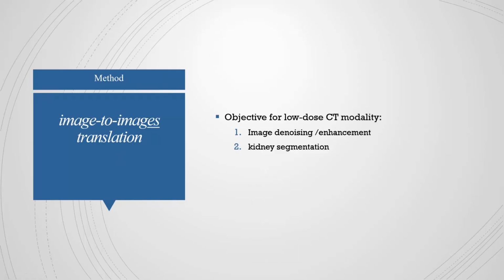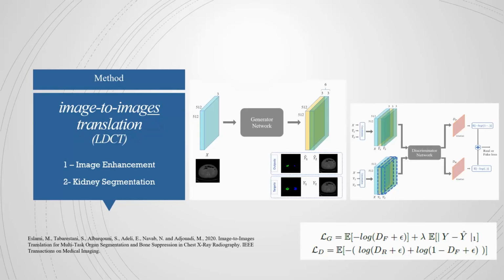We have adapted our image-to-image translation algorithm to address the problem of image enhancement and kidney segmentation for the low-dose CT modality. It means that the generator network produces two outputs from the input low-dose CT slice. The two outputs are two slices. One is the enhanced LDCT with a quality close to the normal dose CT image, and the other output is the segmentation mask of the kidneys.